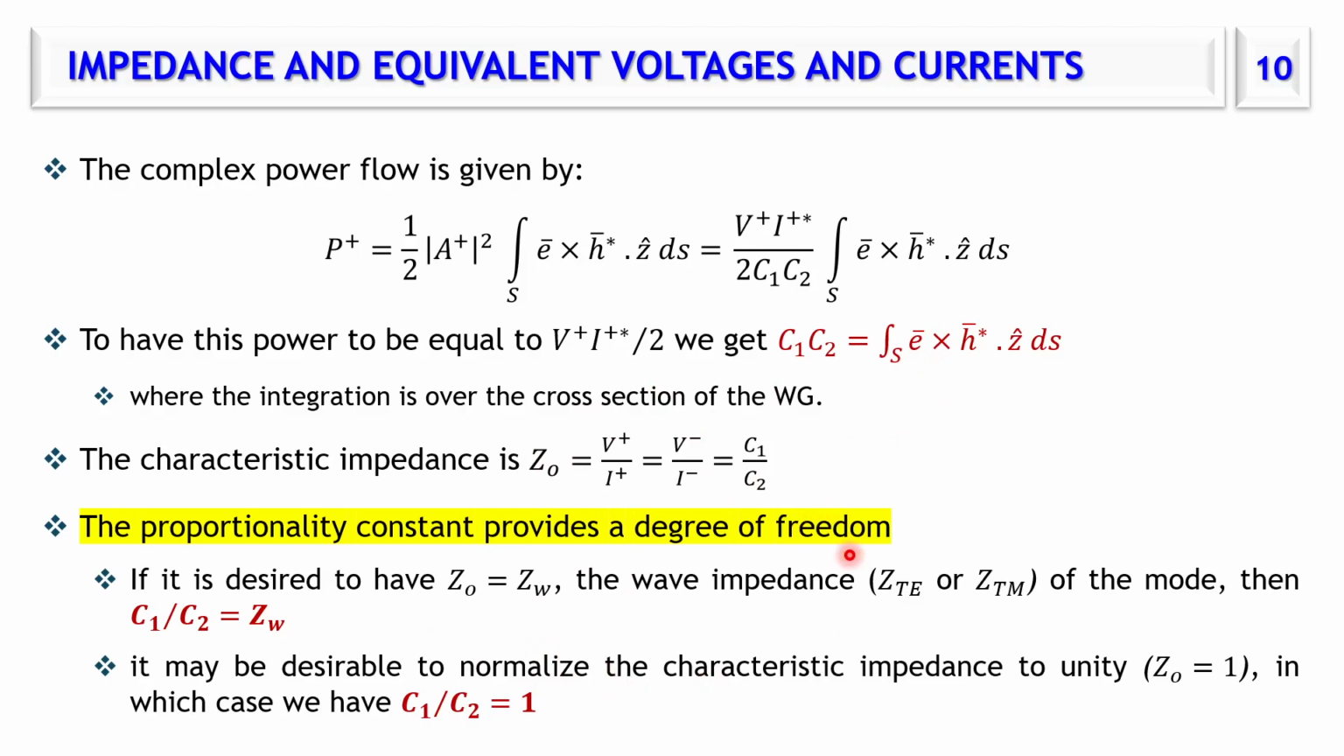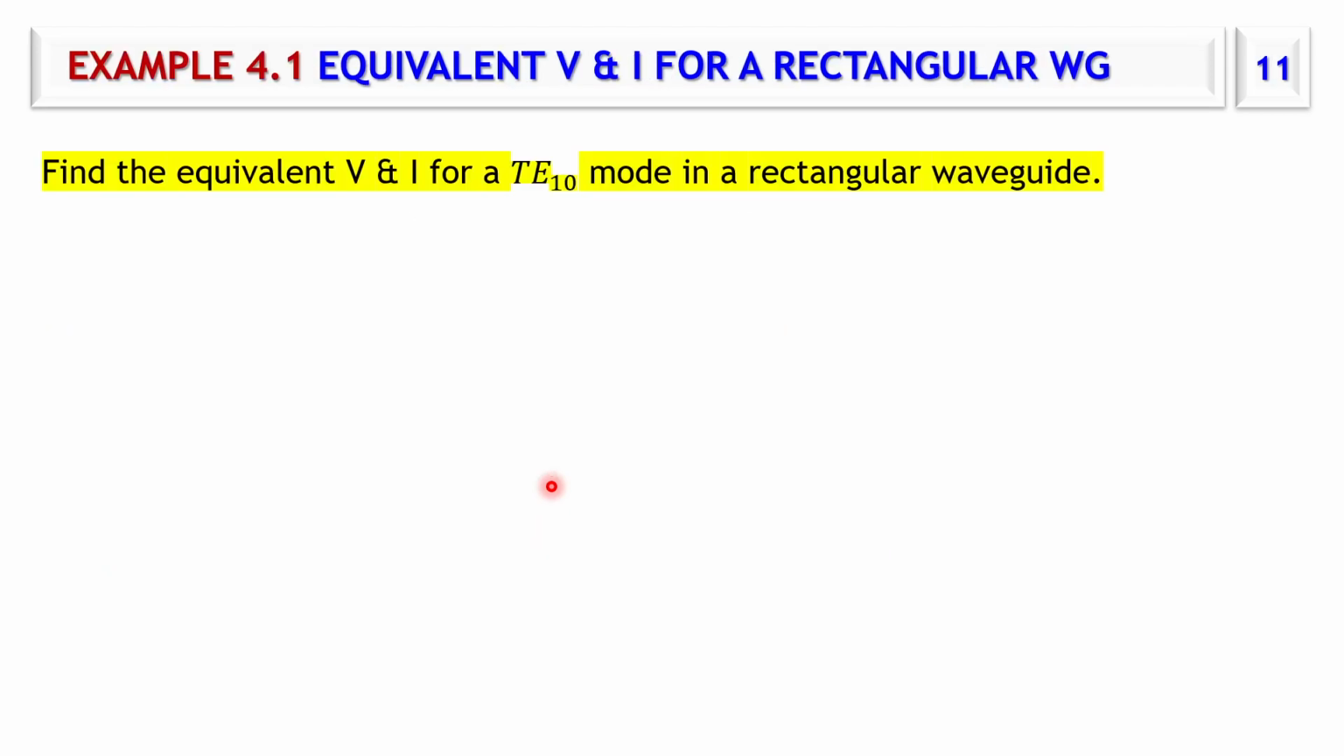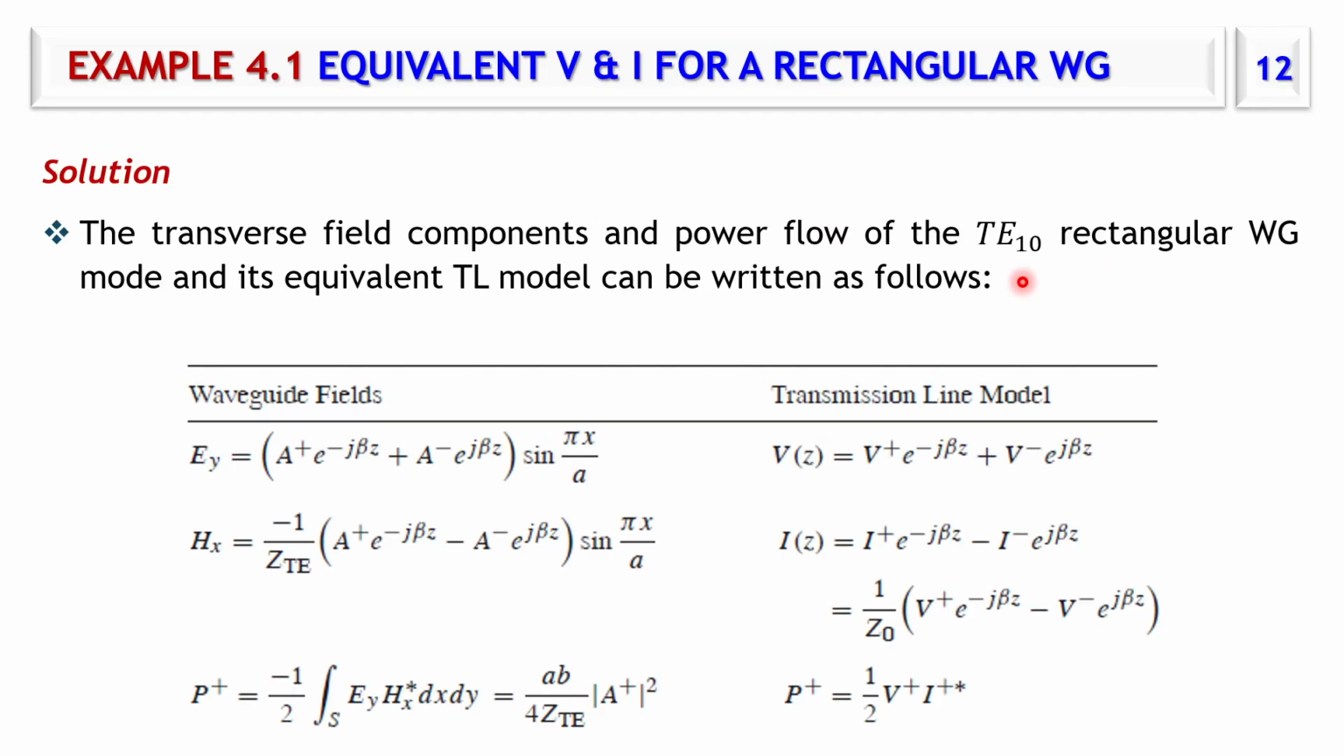Once we do this formulation, now we have an expression for V and I as well as Z that can be used for network analysis of microwave circuits. Here we have an example, just to apply those rules. We need to find the equivalent V and I for the TE10 mode in a rectangular waveguide.